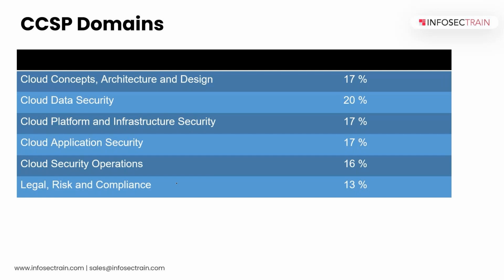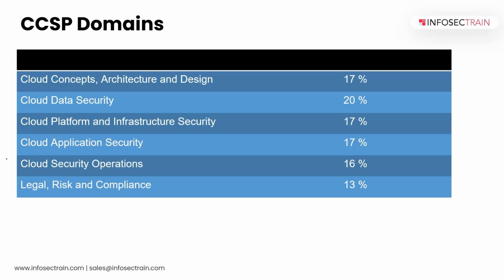Domain 3 is all about infrastructure. You have your application and your data, so how are you going to protect them, configure firewalls, configure your IDS and IPS, and ensure physical security and data center security? All these things you are going to learn in domain 3.